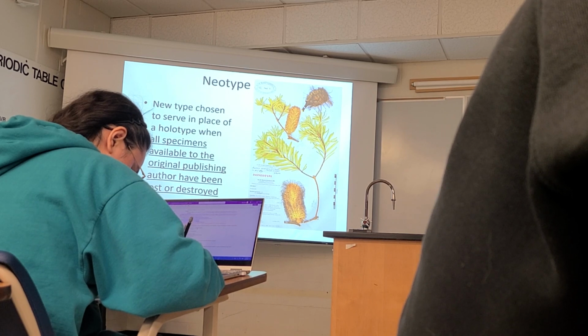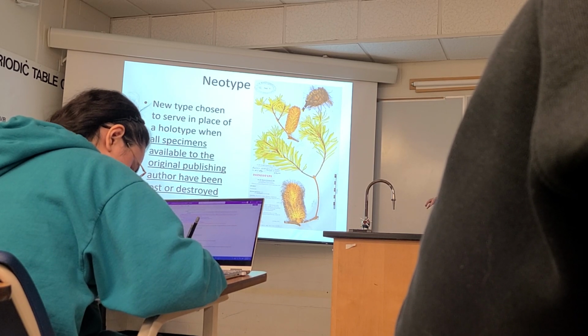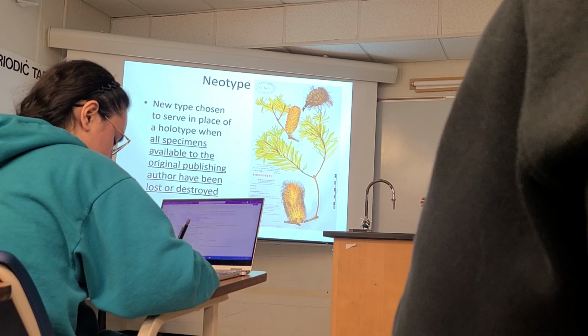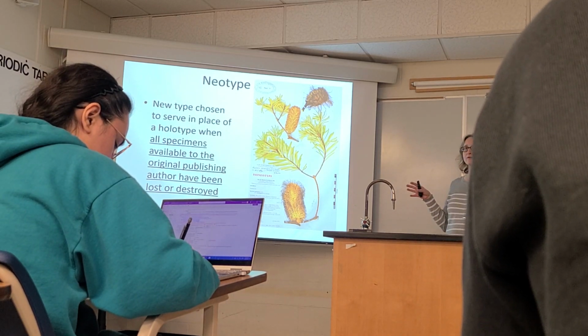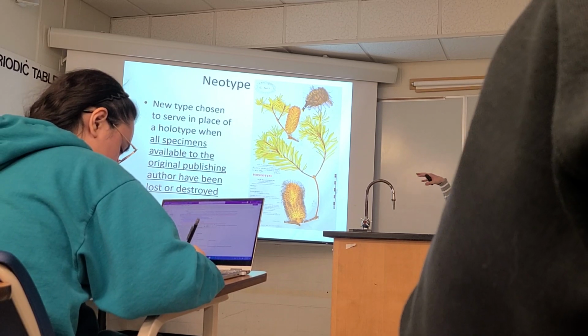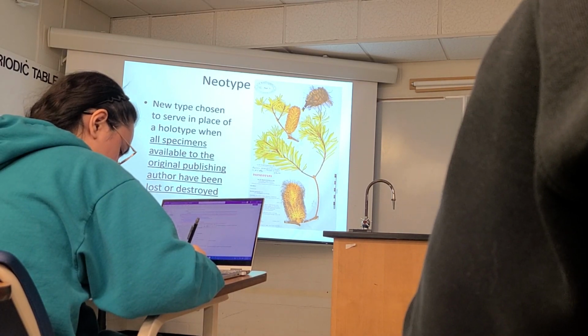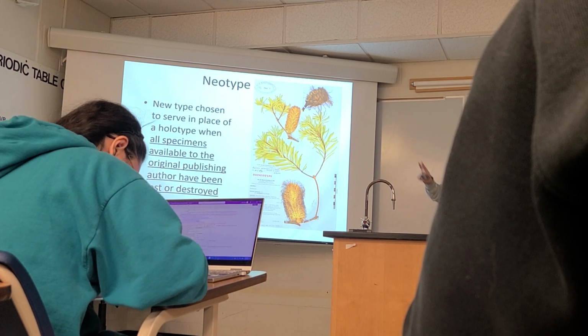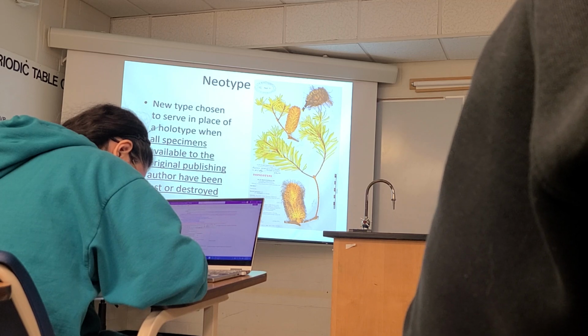Neo-new, that's a good way to remember this one, NN, neo-new. This means that we're choosing a new specimen to serve in place of the holotype that is not from the original material that the original publisher had. When he was actually publishing the information, measuring the plants, observing and collecting data regarding those specimens, this was not a part of that collection that he was looking at.